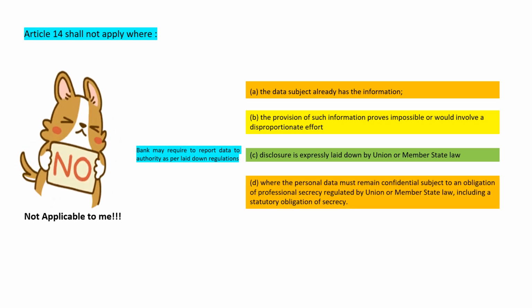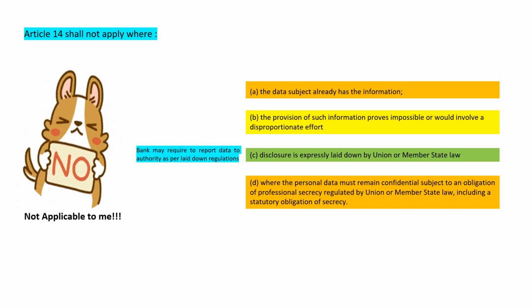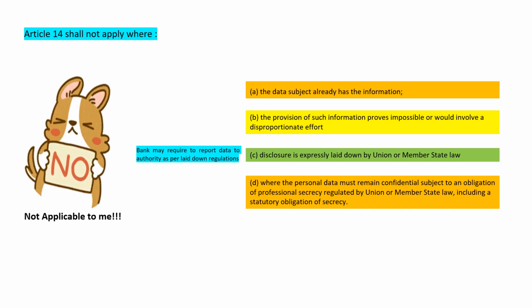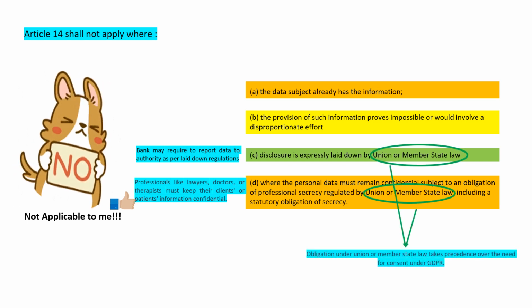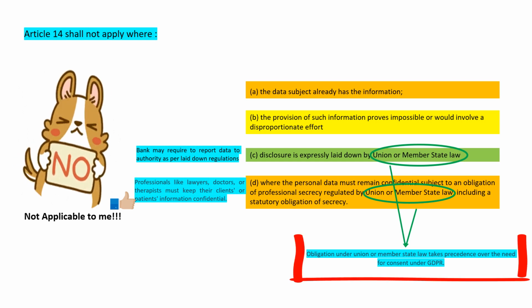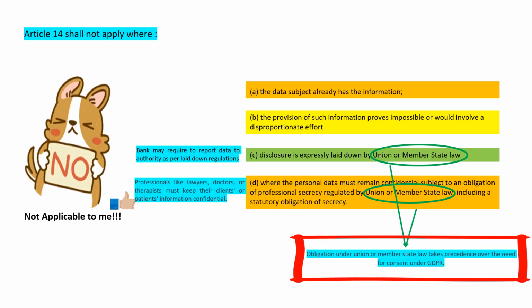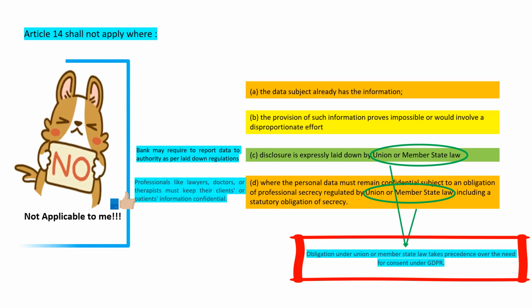Also, where personal data must remain confidential, subject to an obligation of professional secrecy, as regulated by Union or Member State law. For example, professionals like lawyers, doctors or therapists must keep their clients' information confidential. So, please understand, obligation under Union or Member State law takes precedence over the need for consent under GDPR. So, these are the exemptions according to Article 14.5.